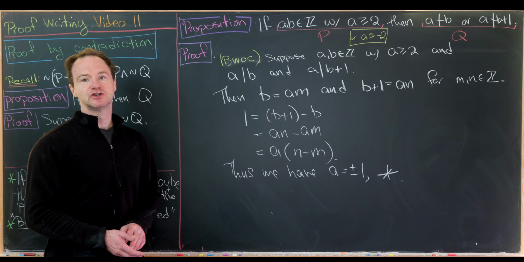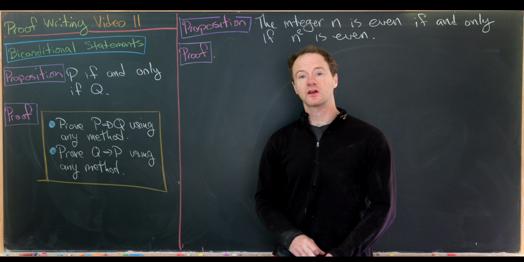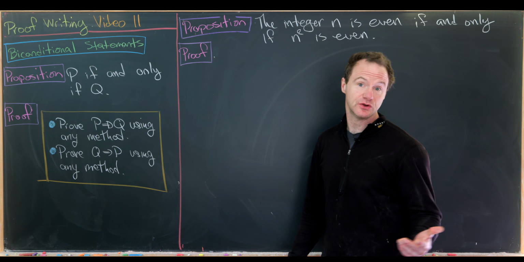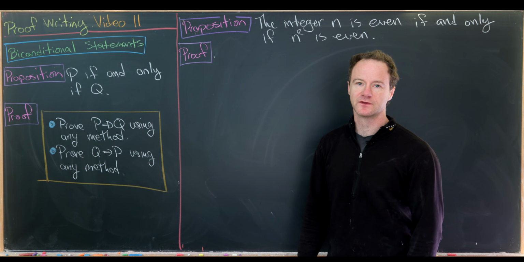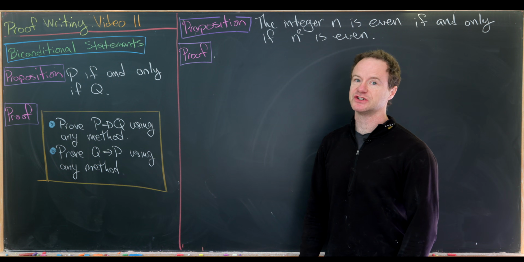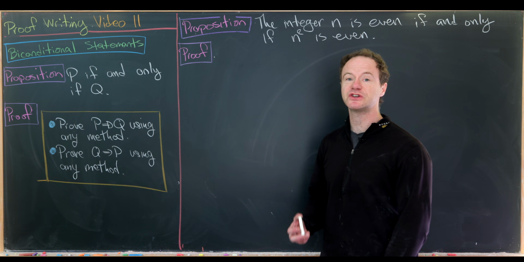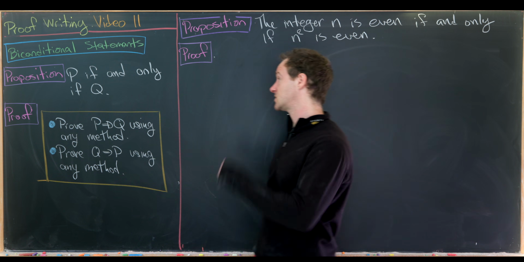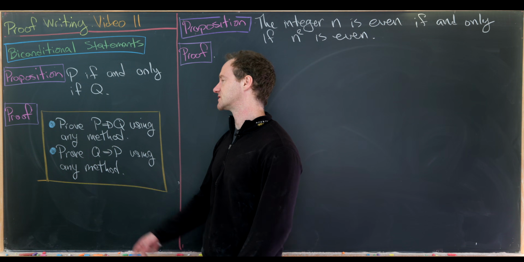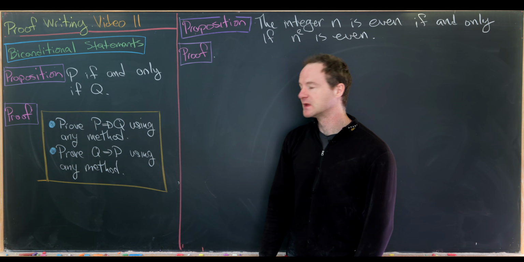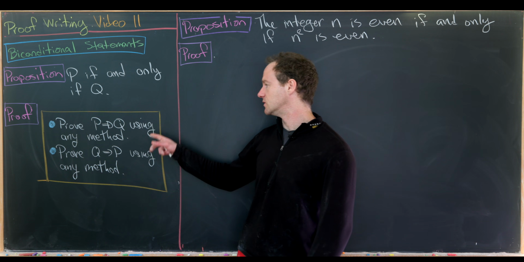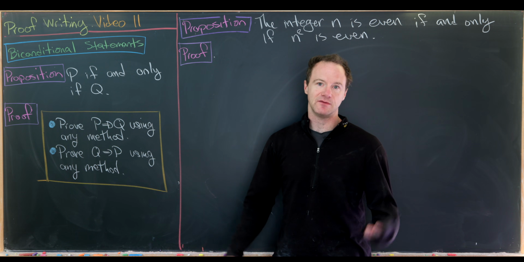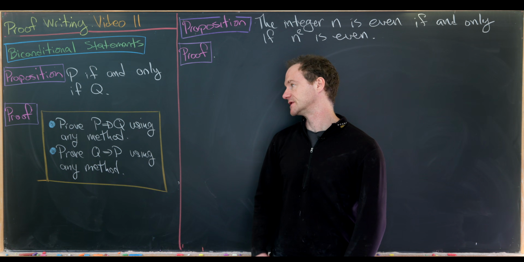Okay, now let's move on to biconditional statements. Now we're going to look at biconditional statements, but luckily this is really just proving two conditional statements in a single proof. And we're armed with a couple of different strategies for proving conditional statements, so we should be good to go. But that being said, let's look at a quick outline just for good measure. So let's say we want to prove the biconditional statement P if and only if Q. That means we need to prove P implies Q using any method that we want, and we need to prove Q implies P using any method that we want. And that's really all there is to it.